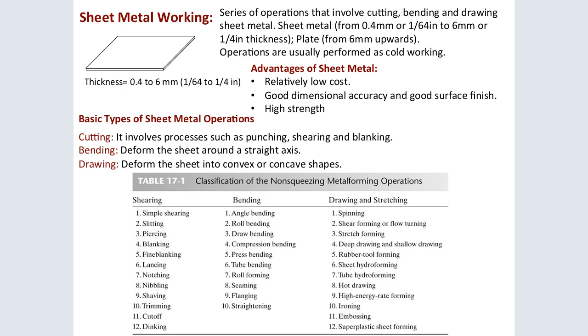And then we have, in bending, the angle bending, roll bending, draw bending, and compressive bending, press bending, tube bending, the scanning, flanging, and straightening. Under drawing, we have the spinning. Those are some of the processes or operations that take place in metal forming.